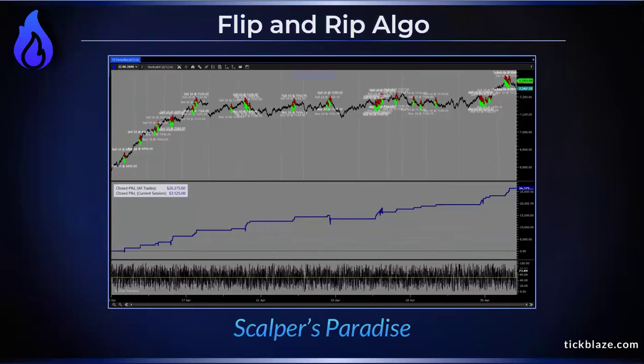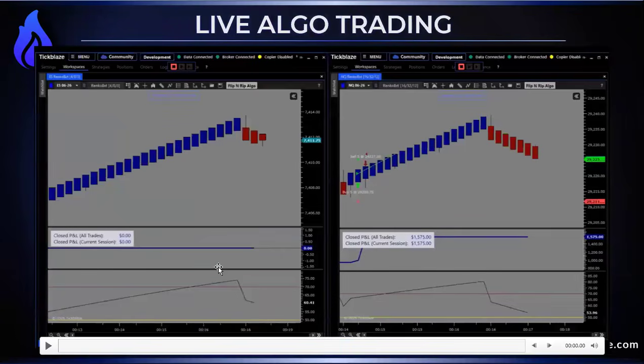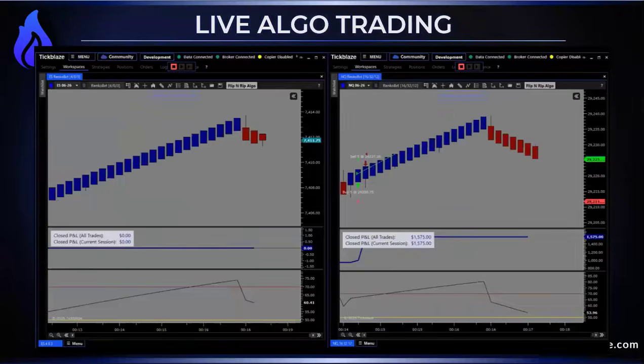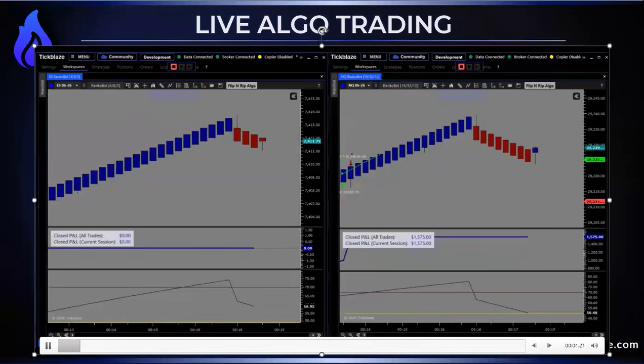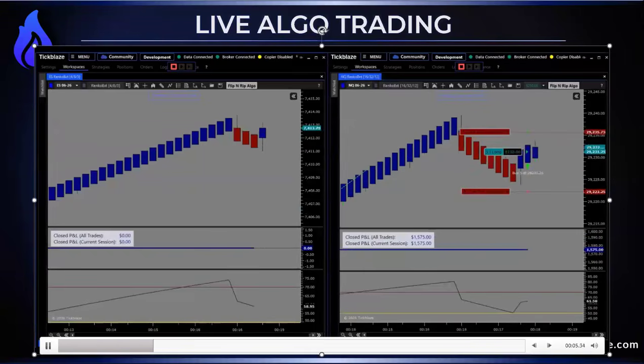So let's go through some demo examples. Let's watch it trade. This is us trading the system here. So it's just running. This is the algo now running. It's going to basically execute. Look how fast it gets you into the trade. You don't even realize the market's moving. It's going to give you a flip and it's going to give you a rip.